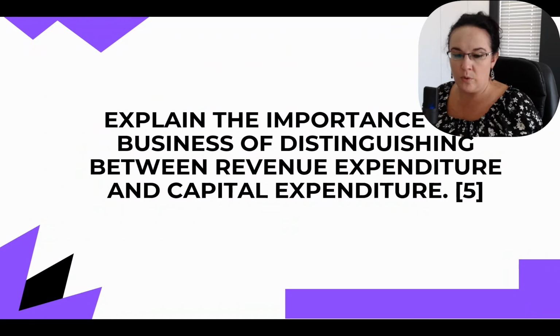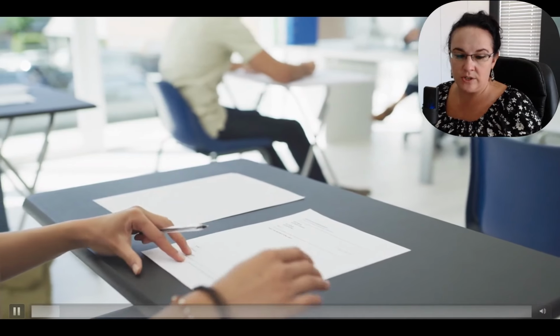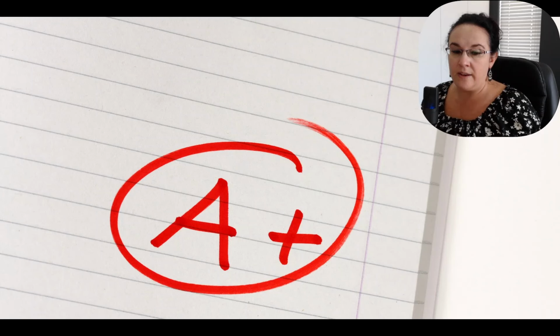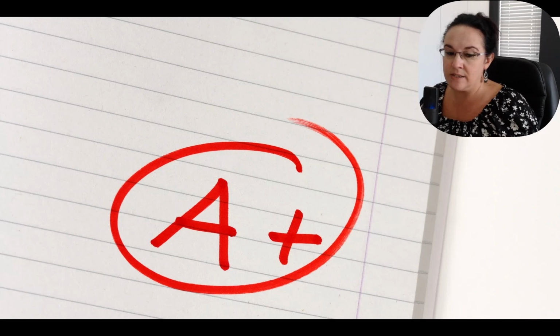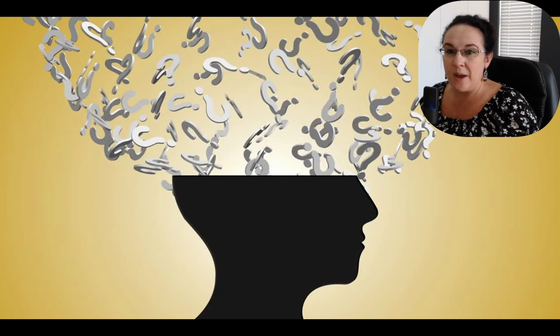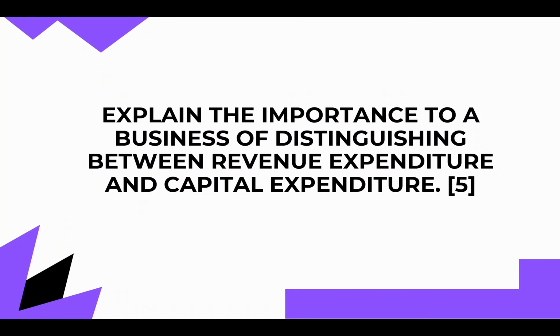This 5-mark question on capital and revenue expenditure has featured in AS level business exams many times, and it's one of the easiest places to pick up full marks if you know the structure. Today, I'm breaking down exactly how to answer it. Let's get started. Explain the importance to a business of distinguishing between revenue expenditure and capital expenditure.